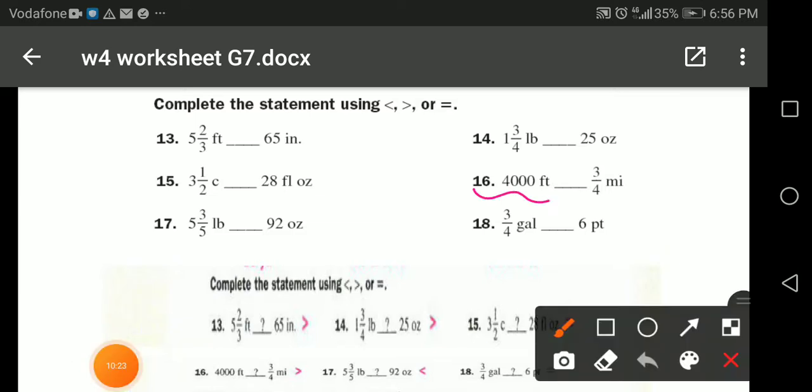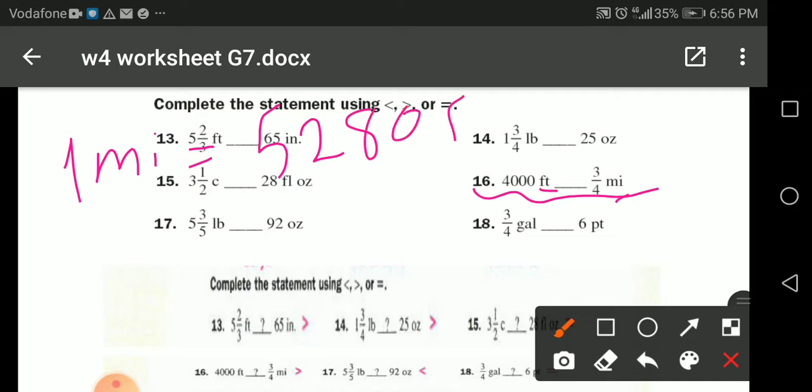What about number 16? Let's answer this. 4,000 feet, and we have here 3/4 miles. So I have to make the units alike. How can I solve this? I know that 1 mile equals what? 5,280 feet. Okay, so I will convert what, the miles or the feet? Which is easier? We have here the miles is greater.